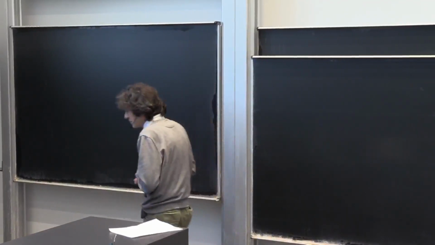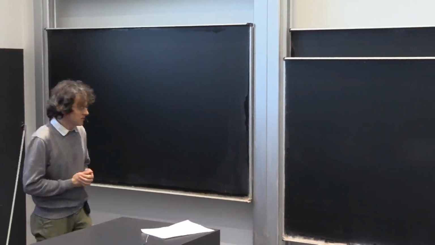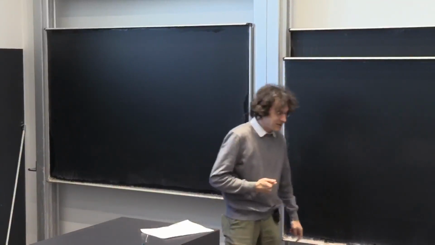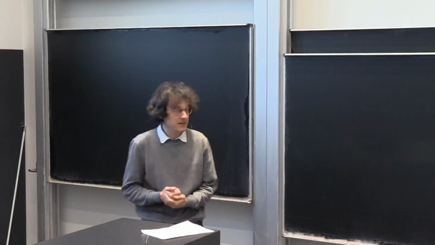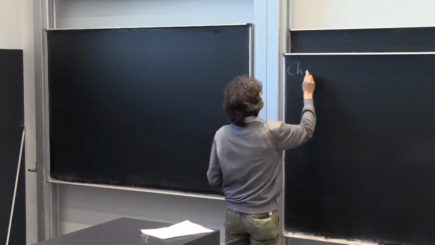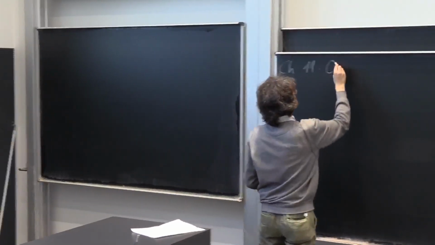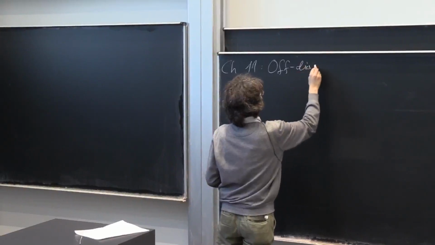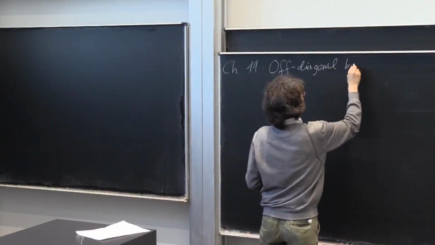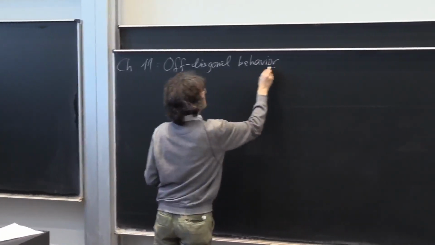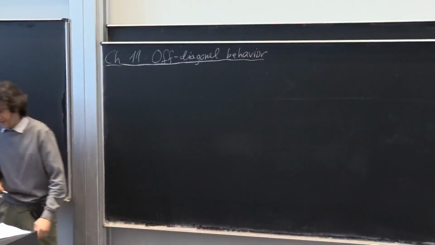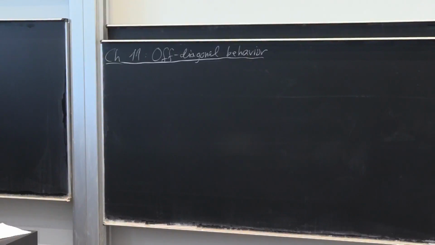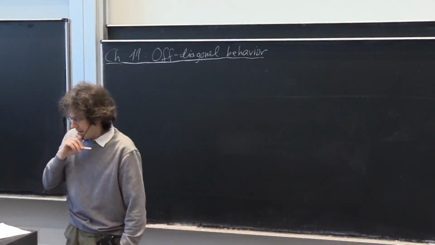We resume our journey into the regularity of elliptic operators in divergence form, and the topic for today in chapter 11, lecture 11, is so-called off-diagonal behavior. I'll say in a minute what this means, and we will see also during the lecture where the name comes from.